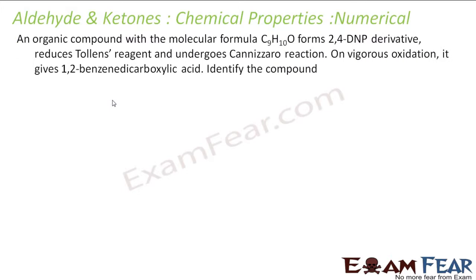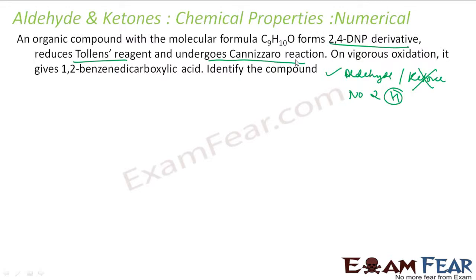The organic compound with molecular formula C9H10O forms 2,4-DNP derivative. That means it is either aldehyde or ketone, right? So this is DNP, meaning either aldehyde or ketone. First information: reduces Tollens reagent. That means it is aldehyde, not a ketone. Correct? Undergoes Cannizzaro reaction. Cannizzaro reaction means it doesn't have alpha hydrogen. So it's an aldehyde with no alpha hydrogen. On vigorous oxidation, it gives benzene dicarboxylic acid.